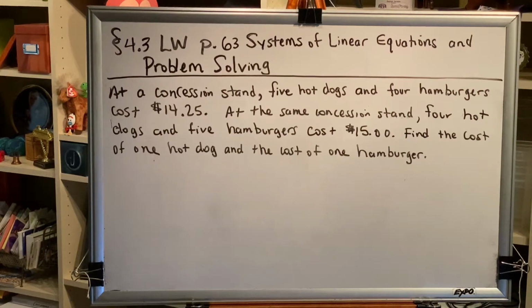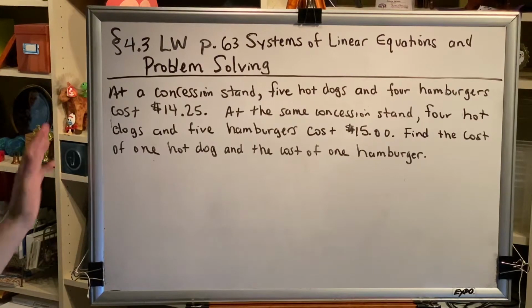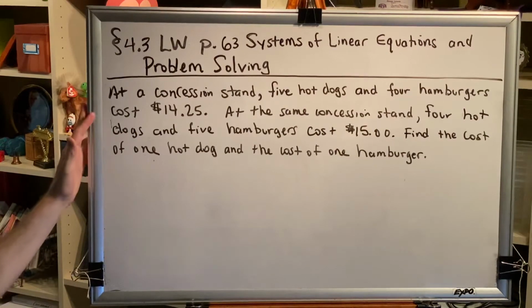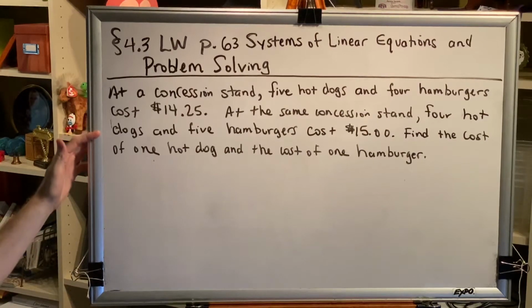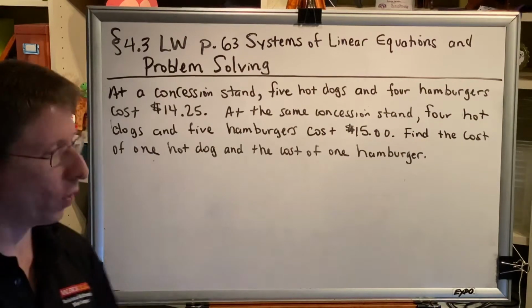We continue learning workbook page 63 with this problem. At a concession stand, 5 hot dogs and 4 hamburgers cost $14.25. At the same concession stand, 4 hot dogs and 5 hamburgers cost $15. Find the cost of 1 hot dog and the cost of 1 hamburger.